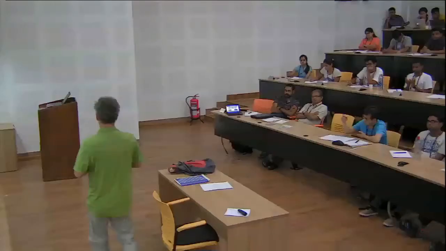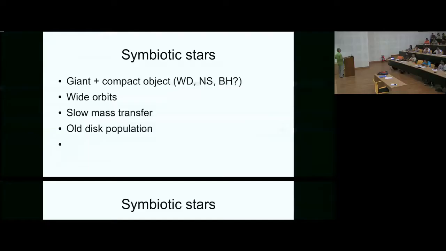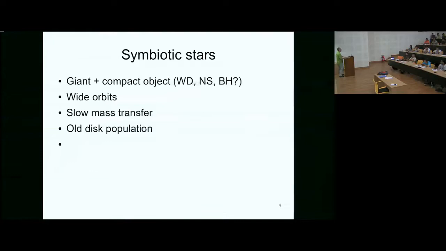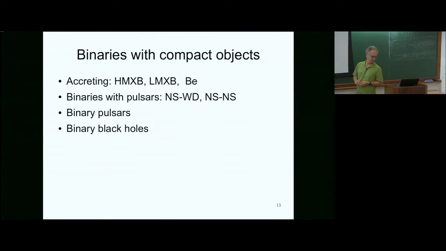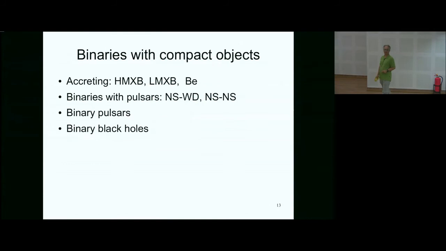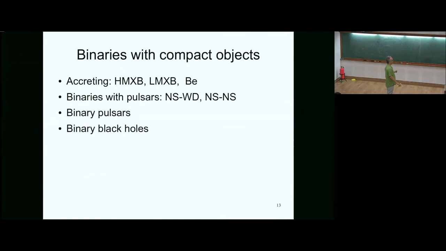So that is the way to start to construct evolutionary sequences and try to understand how they look. I will skip the CVs and W UMA binaries, but concentrate on binaries with compact objects. So, in terms of accreting binaries, we have three types of binaries. There are high mass X-ray binaries, low mass X-ray binaries, and basically there are no intermediate mass X-ray binaries.